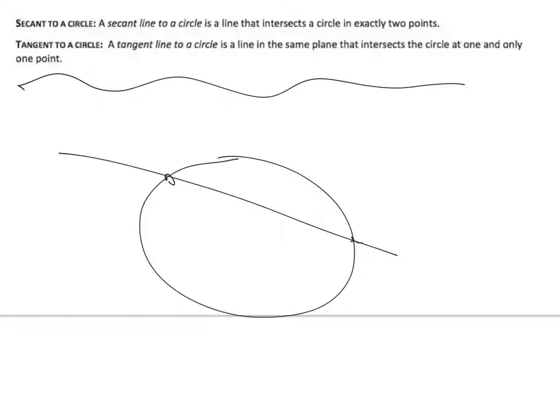A tangent to a circle. A tangent line to a circle is a line in the same plane that intersects the circle at only 1 point. It can only be 1 point. It must only be 1 point. Sort of hard to draw on an iPad. Okay, this would be my tangent to a circle, and this is secant.